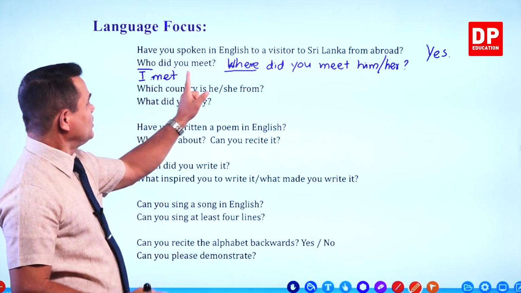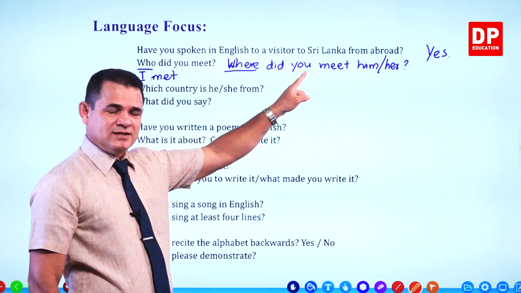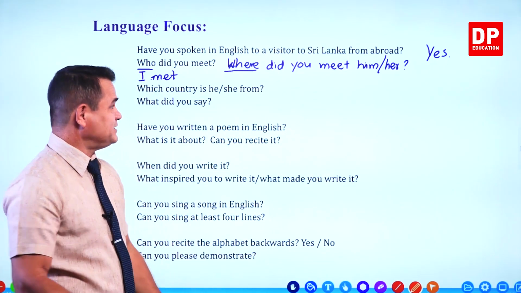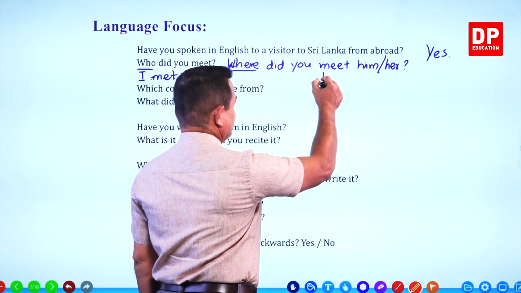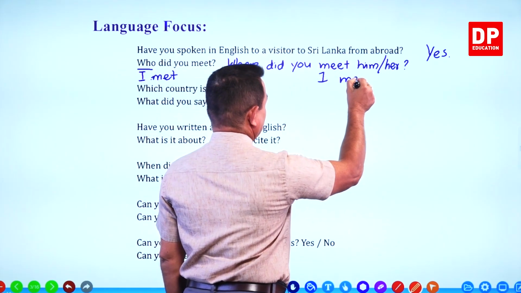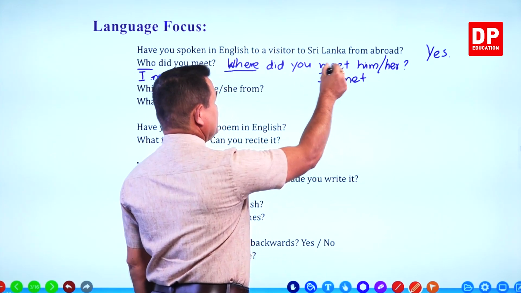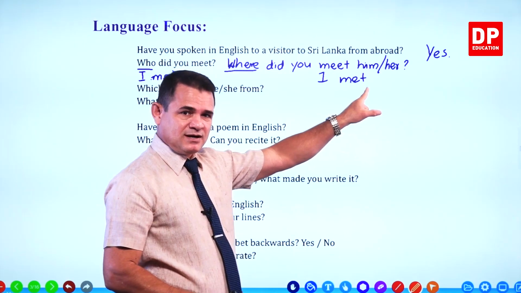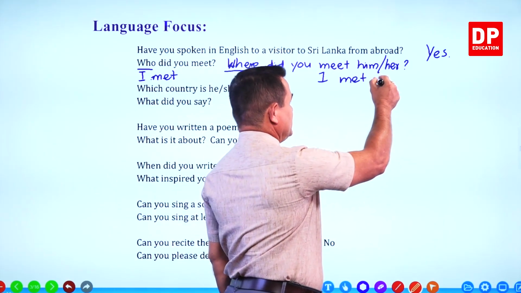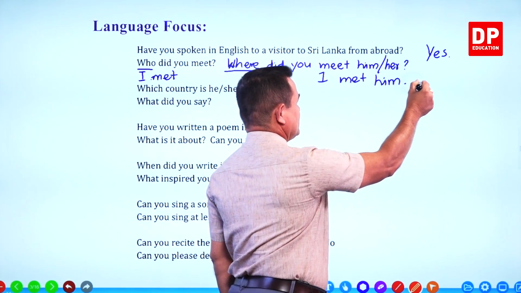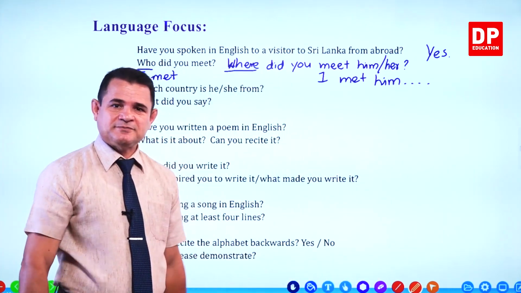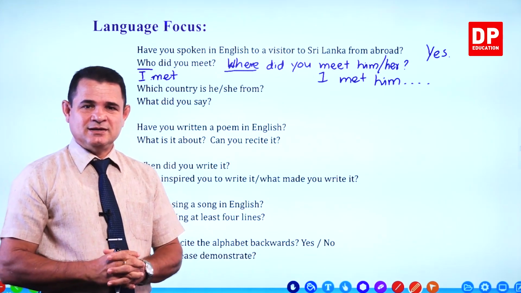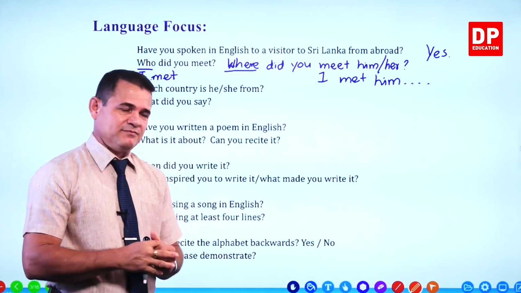Then where did you meet him? I met him in the bus. I met him. Remember, where did you meet? I met him or her. In the bus. Or in the town. Or at the garden or park, anywhere.